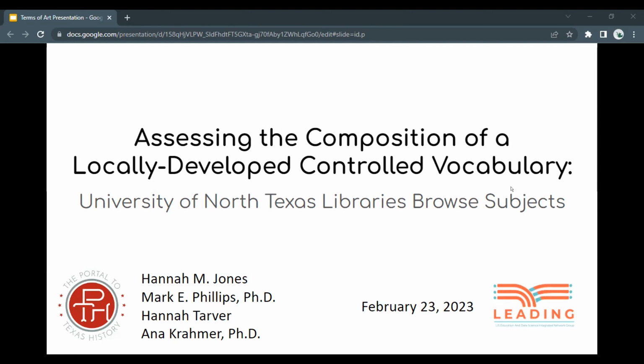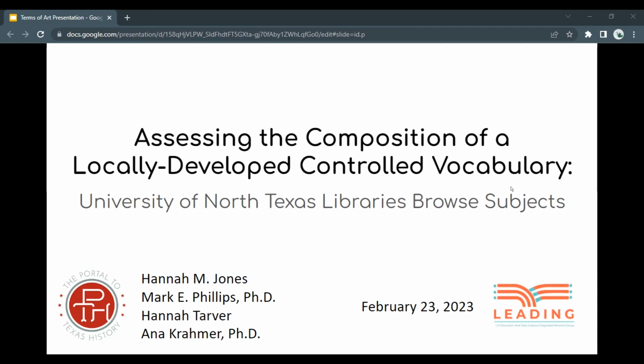My presentation today is going to highlight the methods and outcomes of a recent project that I undertook to assess a locally developed controlled vocabulary in use by the University of North Texas Libraries. This custom vocabulary is called the University of North Texas Libraries Browse Subjects, or UNTL-BS, which you'll hear me say a lot. That's what that means. It serves as a tool for helping patrons navigate the cultural heritage collections contained on the Portal to Texas History.